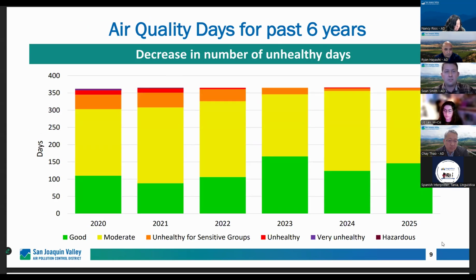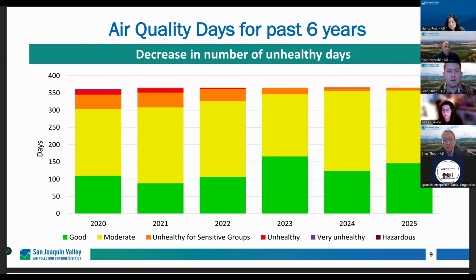So the good news is each year it progressively gets better. As I mentioned, it's been a record year for the Air District. There are two of the metrics that we look at that are very beneficial: the number of air quality days in the unhealthy region have been reduced, and it's depicted in this slide here.